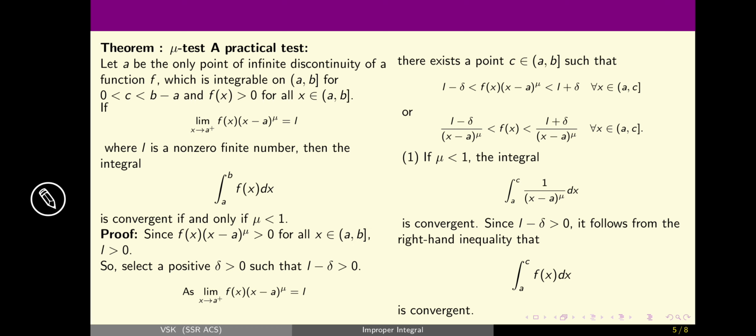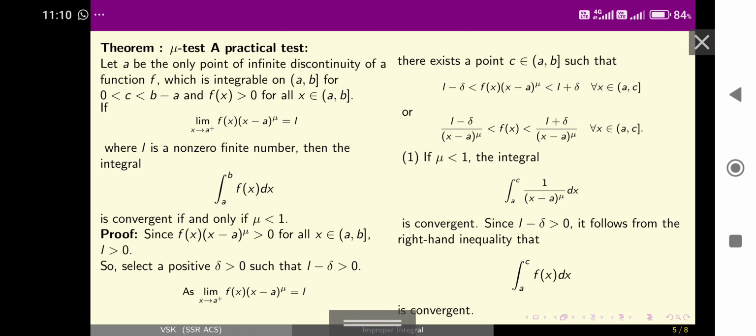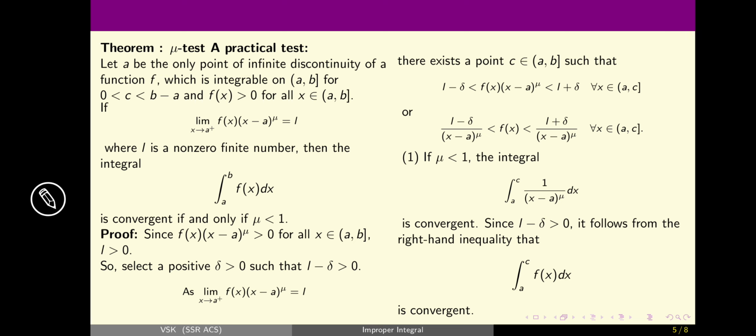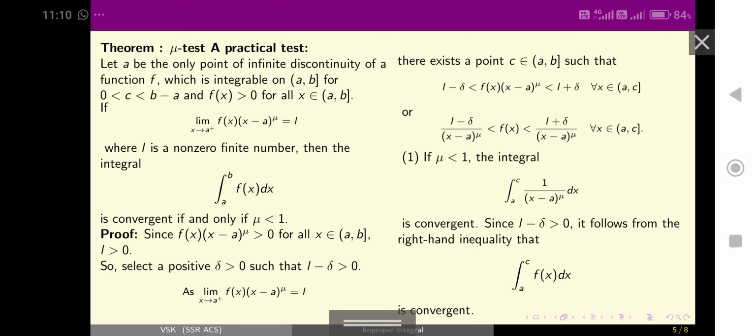Now let us see one more theorem: the mu test, a practical test. Here again, what are the suppositions? a is the only point of infinite discontinuity of the function f, which is integrable on the interval [a plus epsilon, b] for every epsilon satisfying this inequality, and f(x) is greater than 0. This is our assumption.